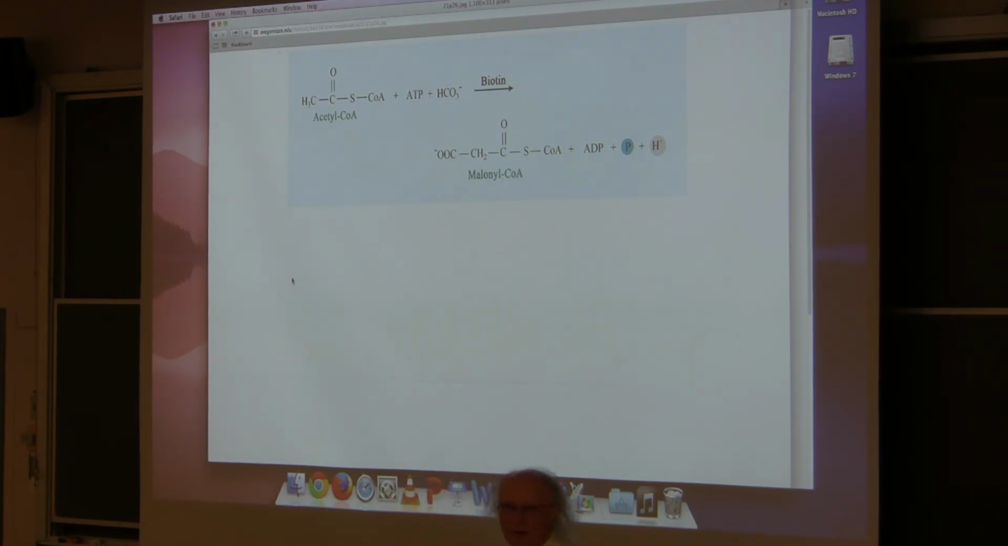I saw a couple frowns when I said that we put a phosphate on, we turn the enzyme off. Putting a phosphate on turns on some enzymes, turns off other enzymes. It turns off this enzyme.